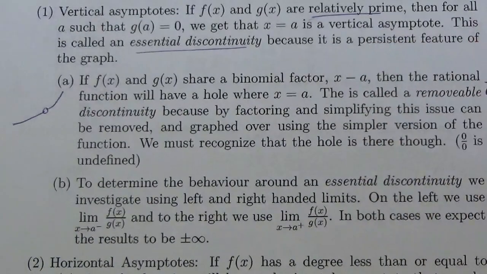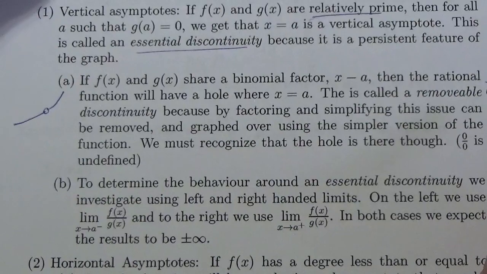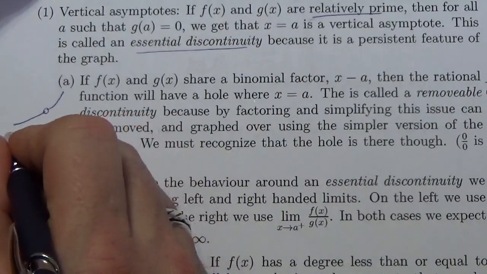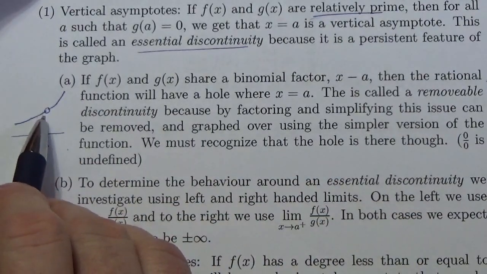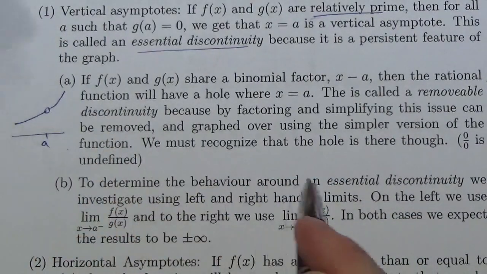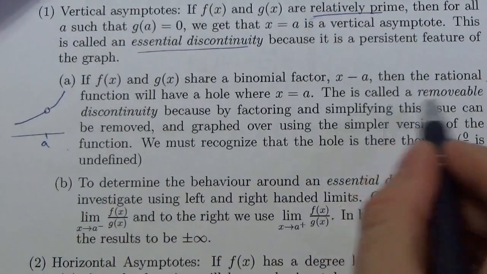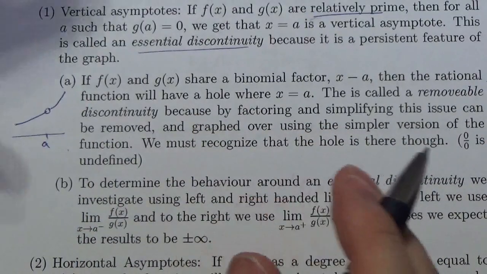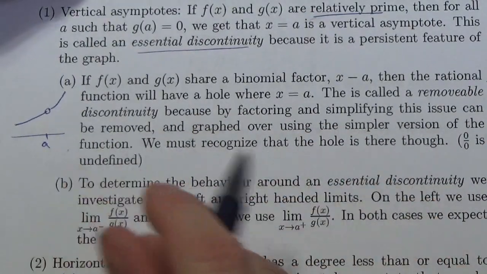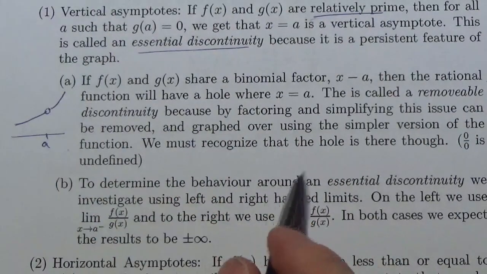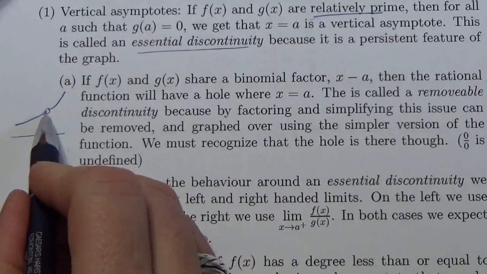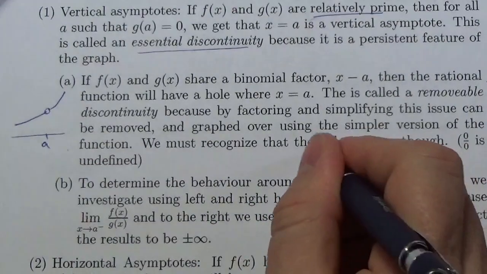Yes, it becomes a 1. That ratio becomes a 1. But in that one little instance, when the x-coordinate becomes a, there's a hole there. There's a gap in the graph. This is why we call it a removable discontinuity, because by factoring and simplifying, you can essentially get rid of the problem. But to be technically correct here, you do need to identify that little hole that is left over in the graph.